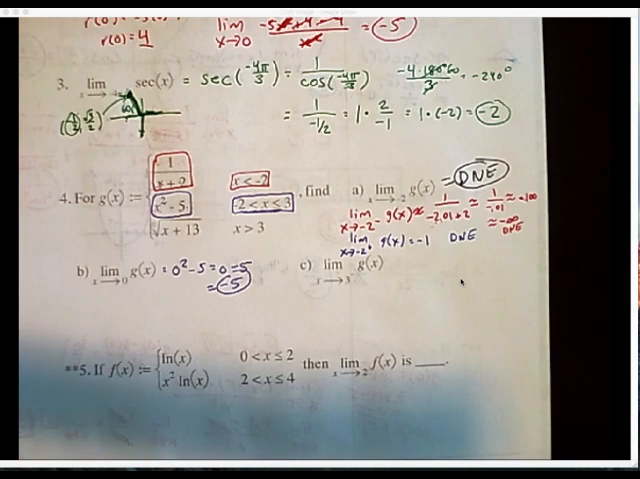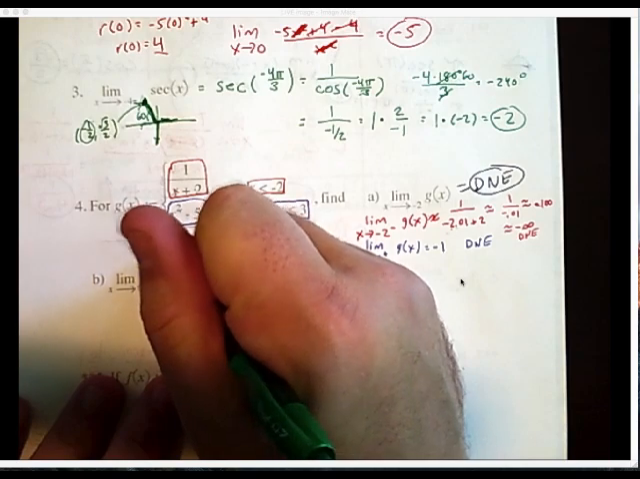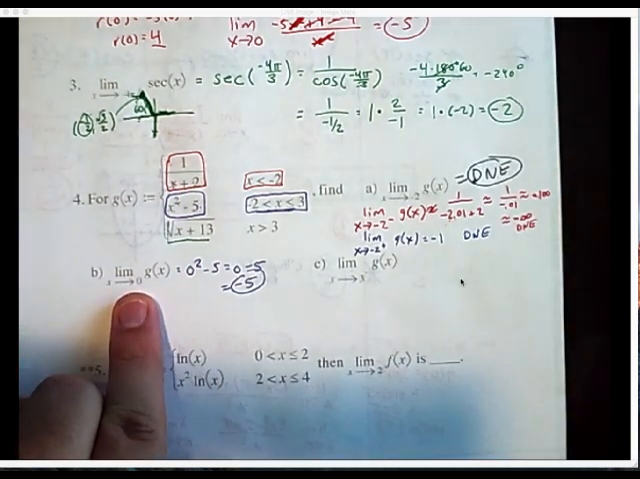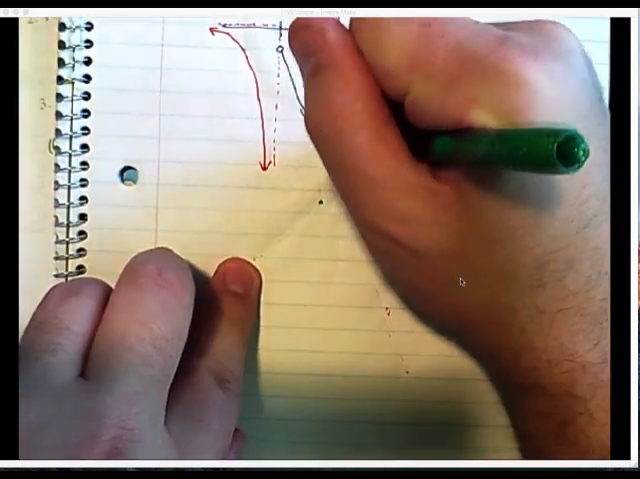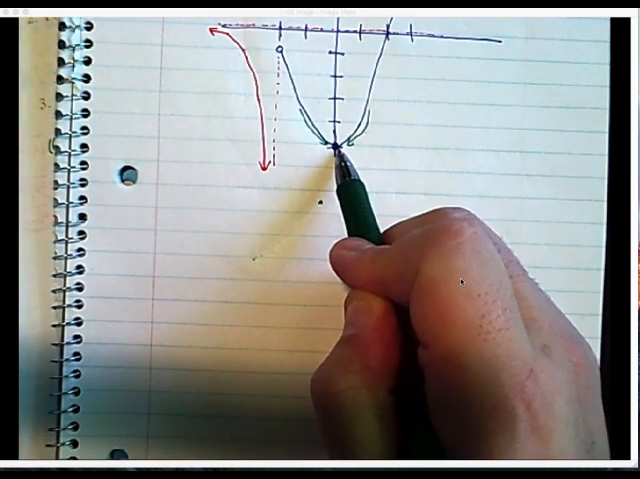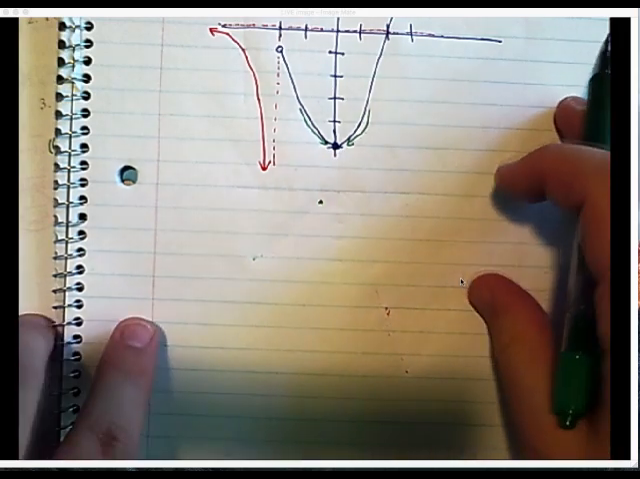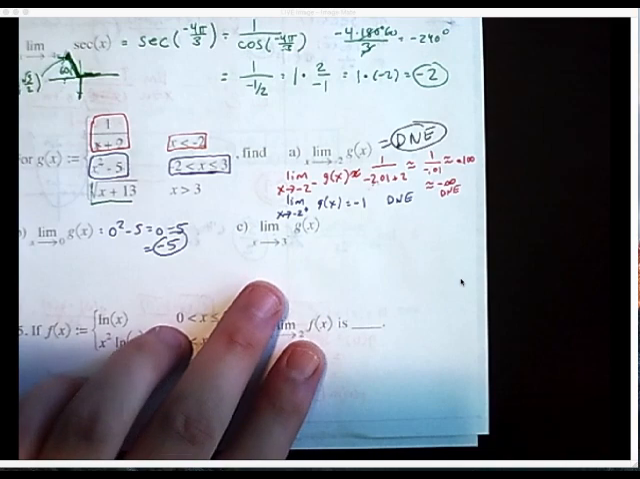Now what about the last piece here? Going back to part B, as I get close to 0, coming in from the left and coming in from the right, I'm approaching a value of negative 5. That's why part B is negative 5.